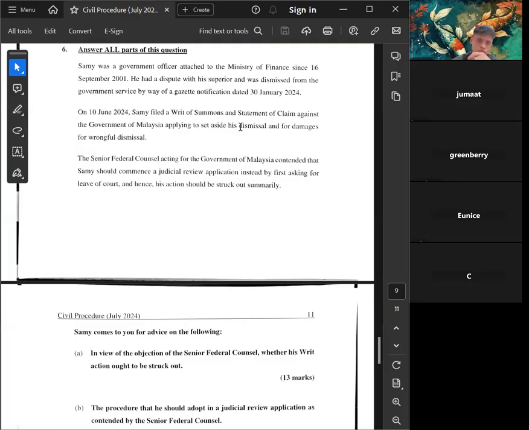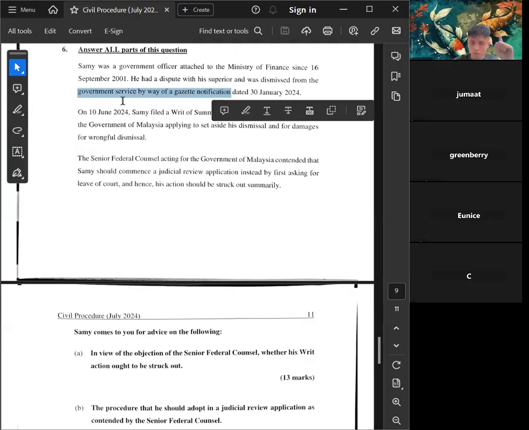So we see from the facts, he was dismissed from the government service by way of a gazette notification. So this is a decision made by the government body. This matches the criteria of judicial review. Does everyone understand, or should I elaborate further?